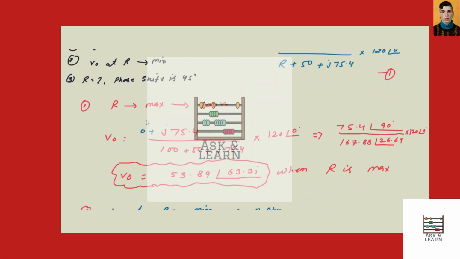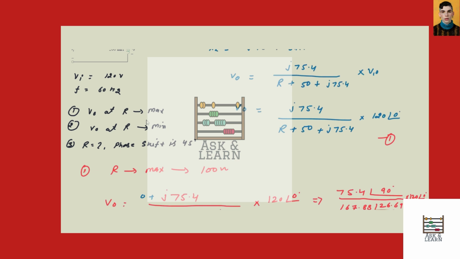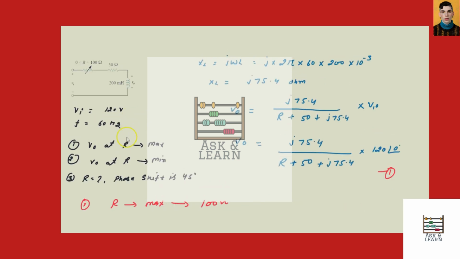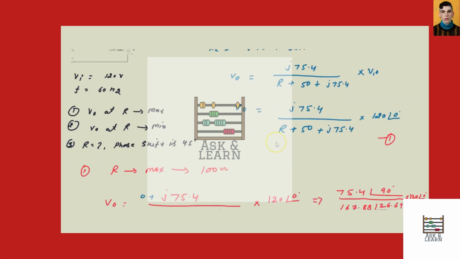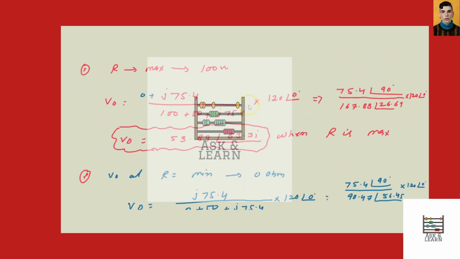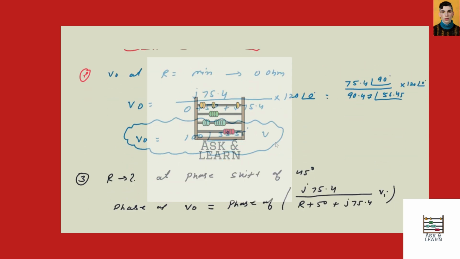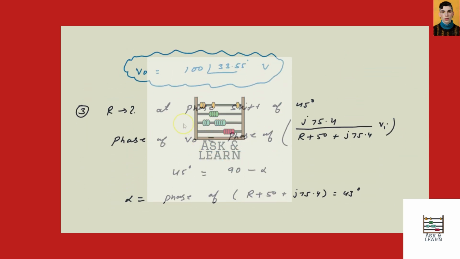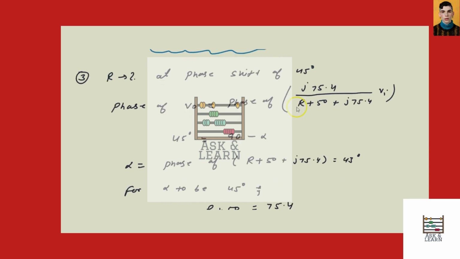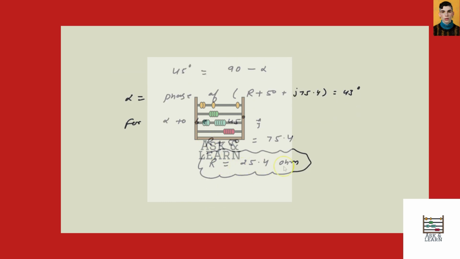So in this problem we have calculated the output voltage when R is maximum and when R is minimum, and also the value of the resistor when the phase shift is 45 degree. First we made the equation for the output voltage V0, and then put in the values of R: 100 ohm for maximum and 0 ohm for minimum. Again we calculated the value of R for the phase shift of 45 degree by calculating the phase of the output voltage equation, and it is 25.4 ohm.